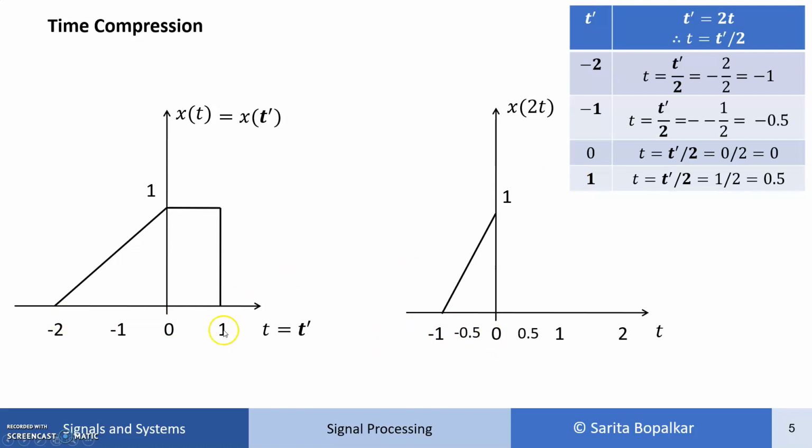Similarly, t dash is equal to 1 will get shifted to t is equal to 0.5. So this portion also gets shrunk. Amplitude remains the same, only the time slot or the shape of the signal gets shrunk by 2 time units. This is the time compression operation.